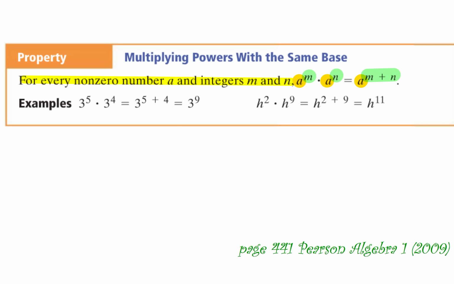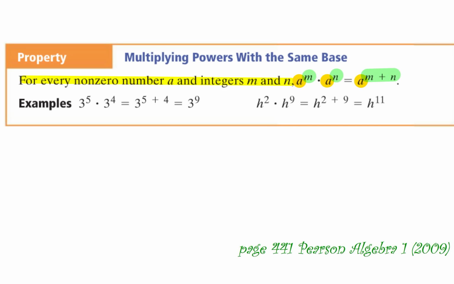You may want to write that down. You may want to pause the video, and you may want to write that down. A to the m times a to the n is equal to a to the m plus n, means when you multiply powers of the same base, you add the exponents.